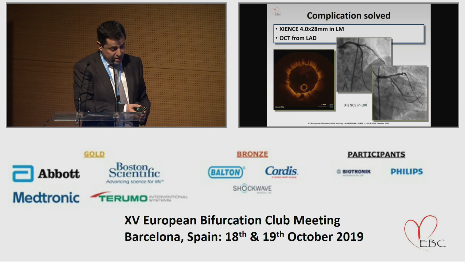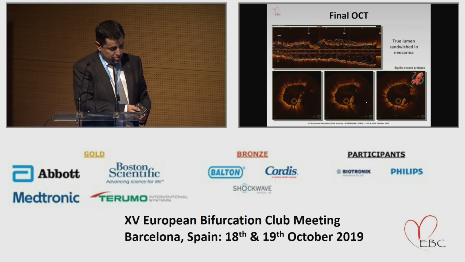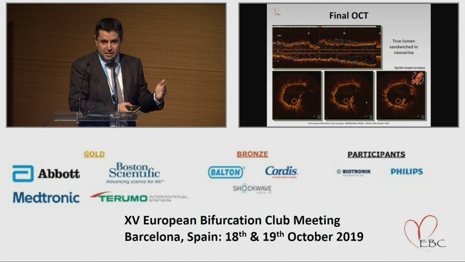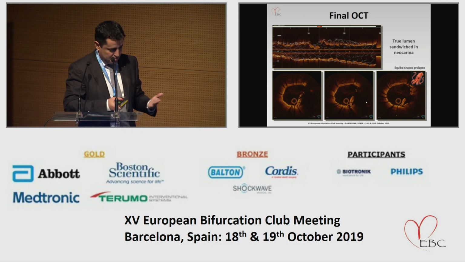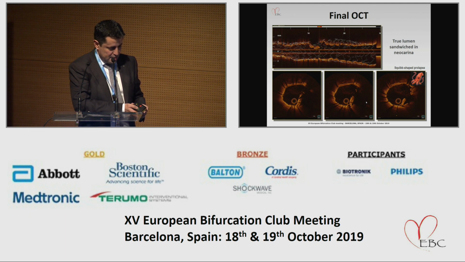This is the final OCT that we obtained here. And as you can see, now you can see this true lumen or neointimal flap sandwiched in the neocarina. In this first slide down, you can see it more clearly. And then in the middle, we see what we called in the cath lab a piniform prolapse, which we have presented here, more politically correct, as squib-shaped prolapse, which corresponds to that intimomedial flap leading to the true lumen. And that is the case.